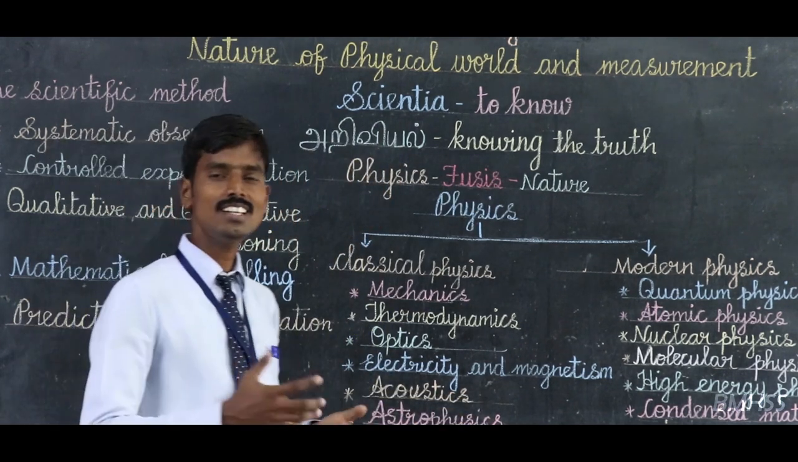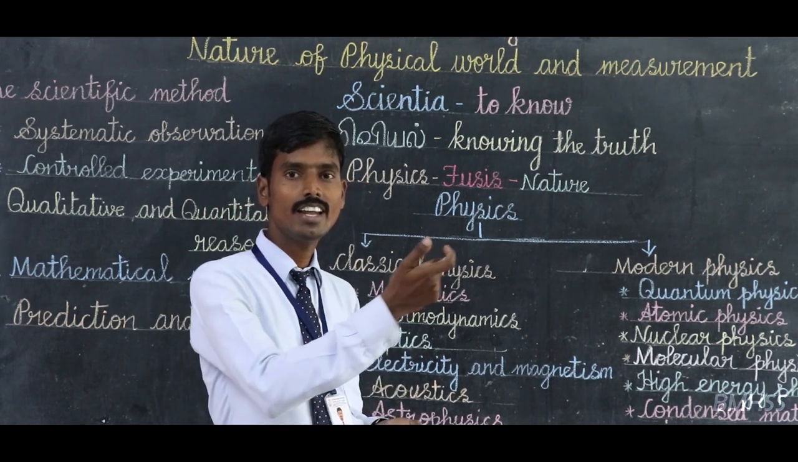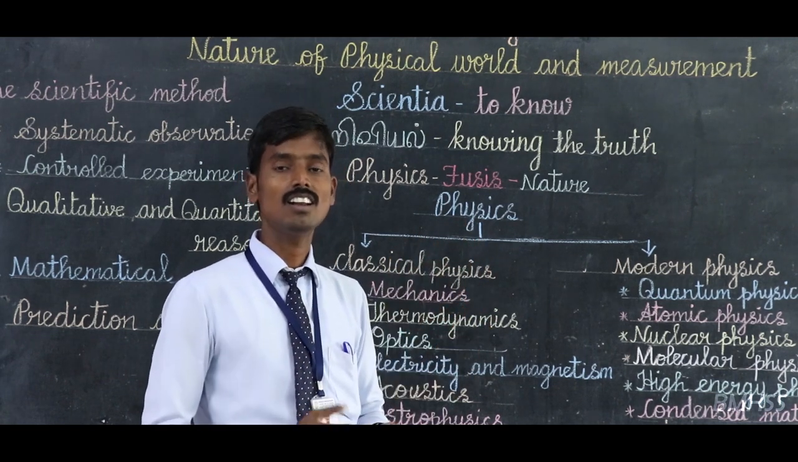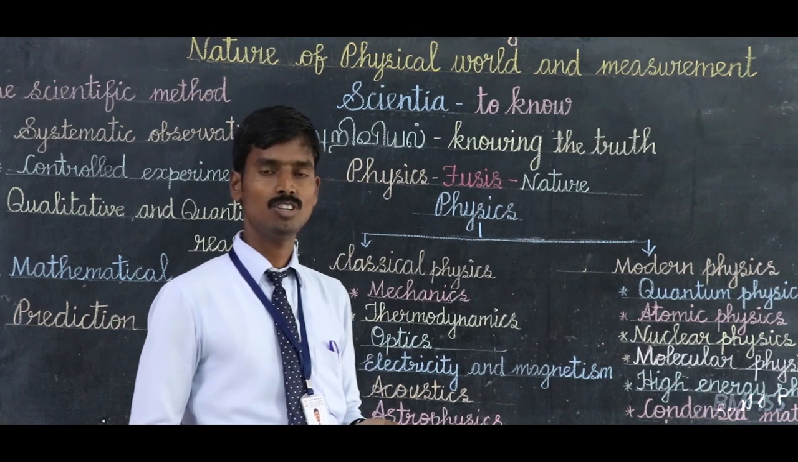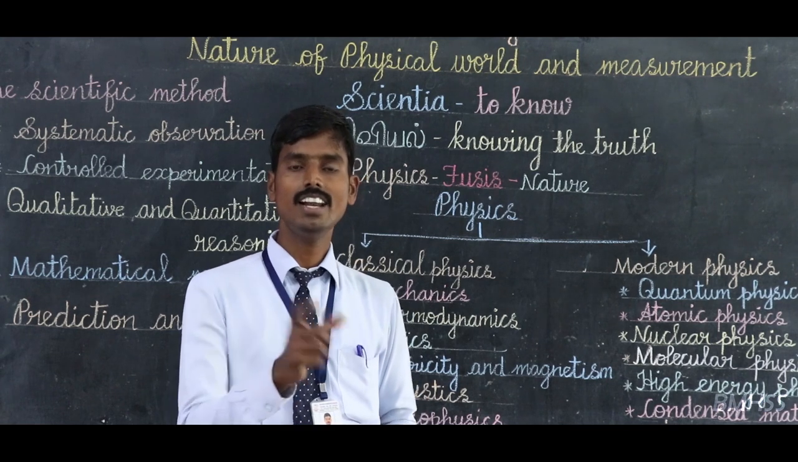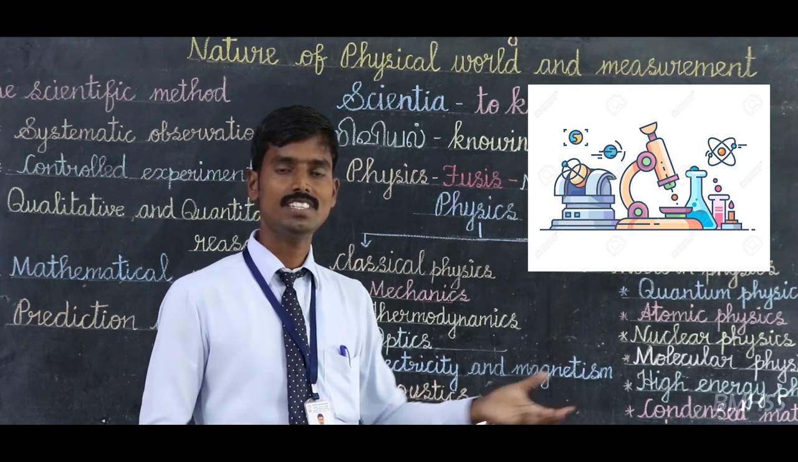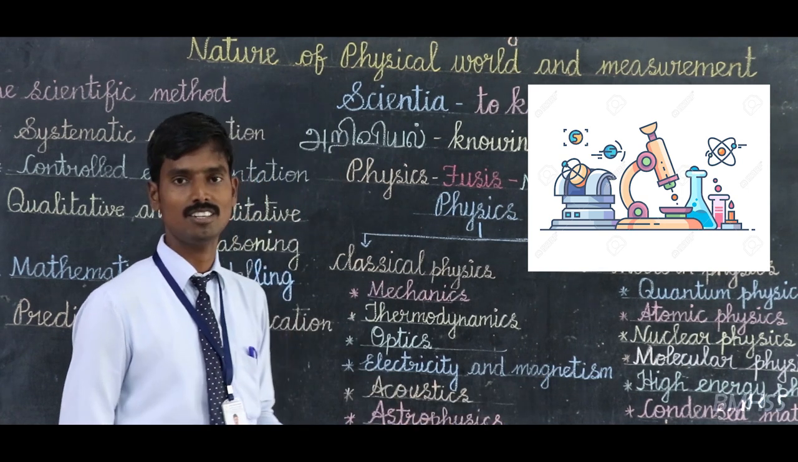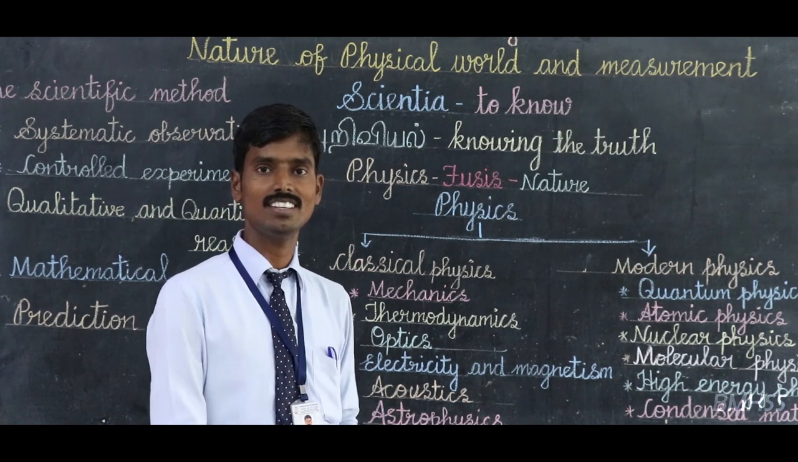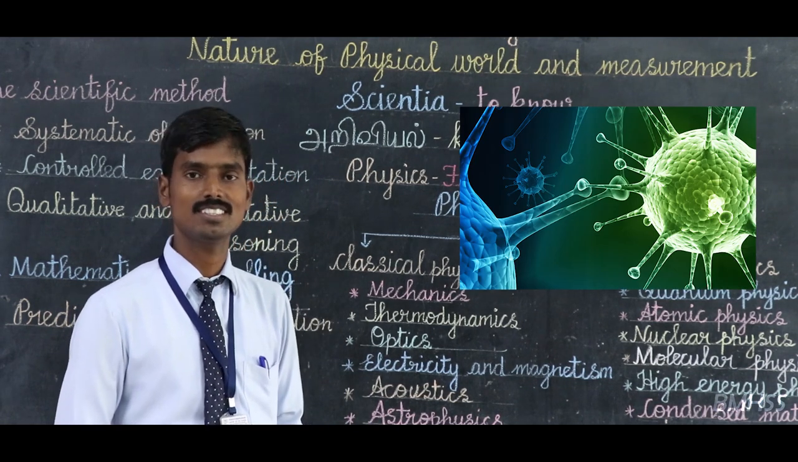Science is a systematic organization of knowledge gained through observation, experimentation, and logical reasoning. The knowledge of science dealing with non-living things is called physical science, that is physics and chemistry. The knowledge of science dealing with living things is called biological science, that is botany and zoology.